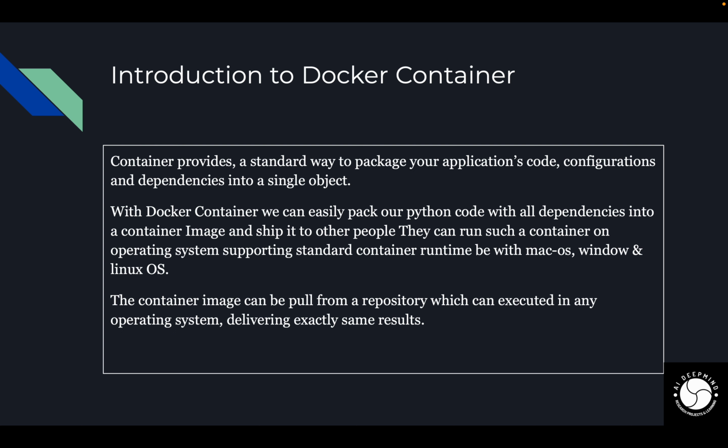But the plus point is that the particular system should support Docker. Docker should be able to run on that respective system, so that they can run whichever Dockerized file you have sent or shipped to that person or other system. Okay, and the container image can be pulled from the repository which you have just seen, either a GitHub link or a GitHub resource file from where you are pulling everything, and it can run on any operating system.